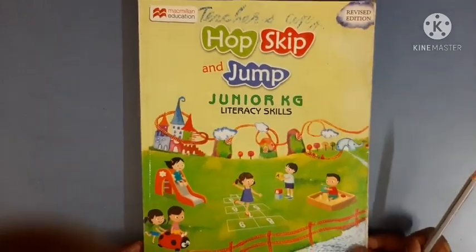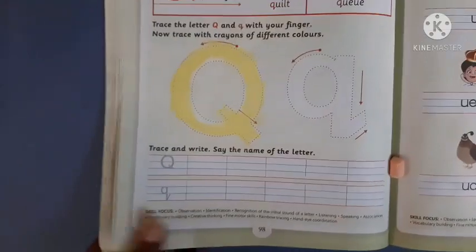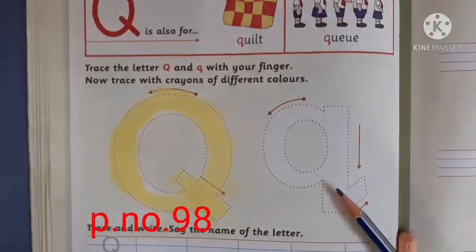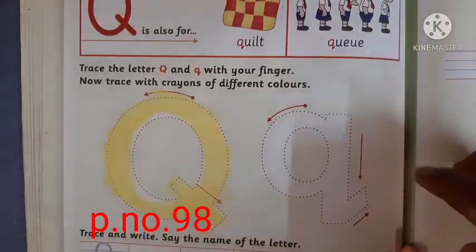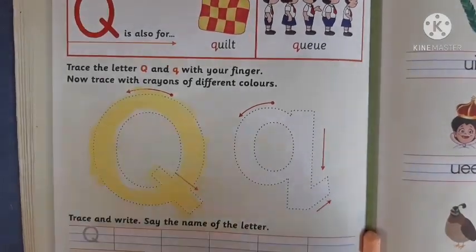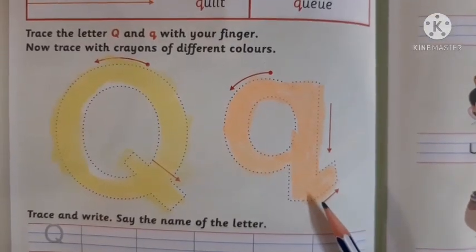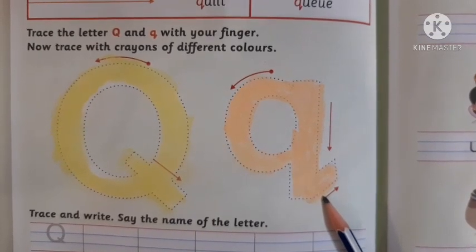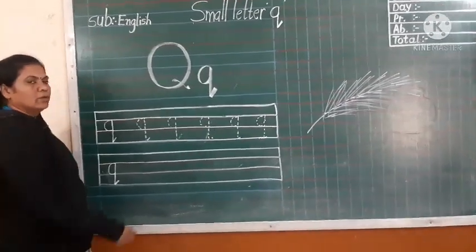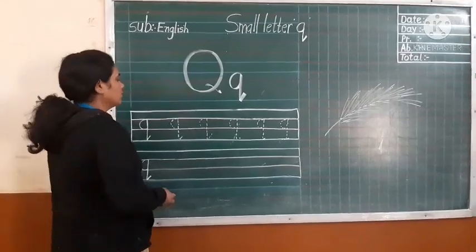Look at here student. This is our English textbook. Open the book at page number 98. Small letter Q. Trace the letter with your finger. This way, fill up the color in small letter Q.